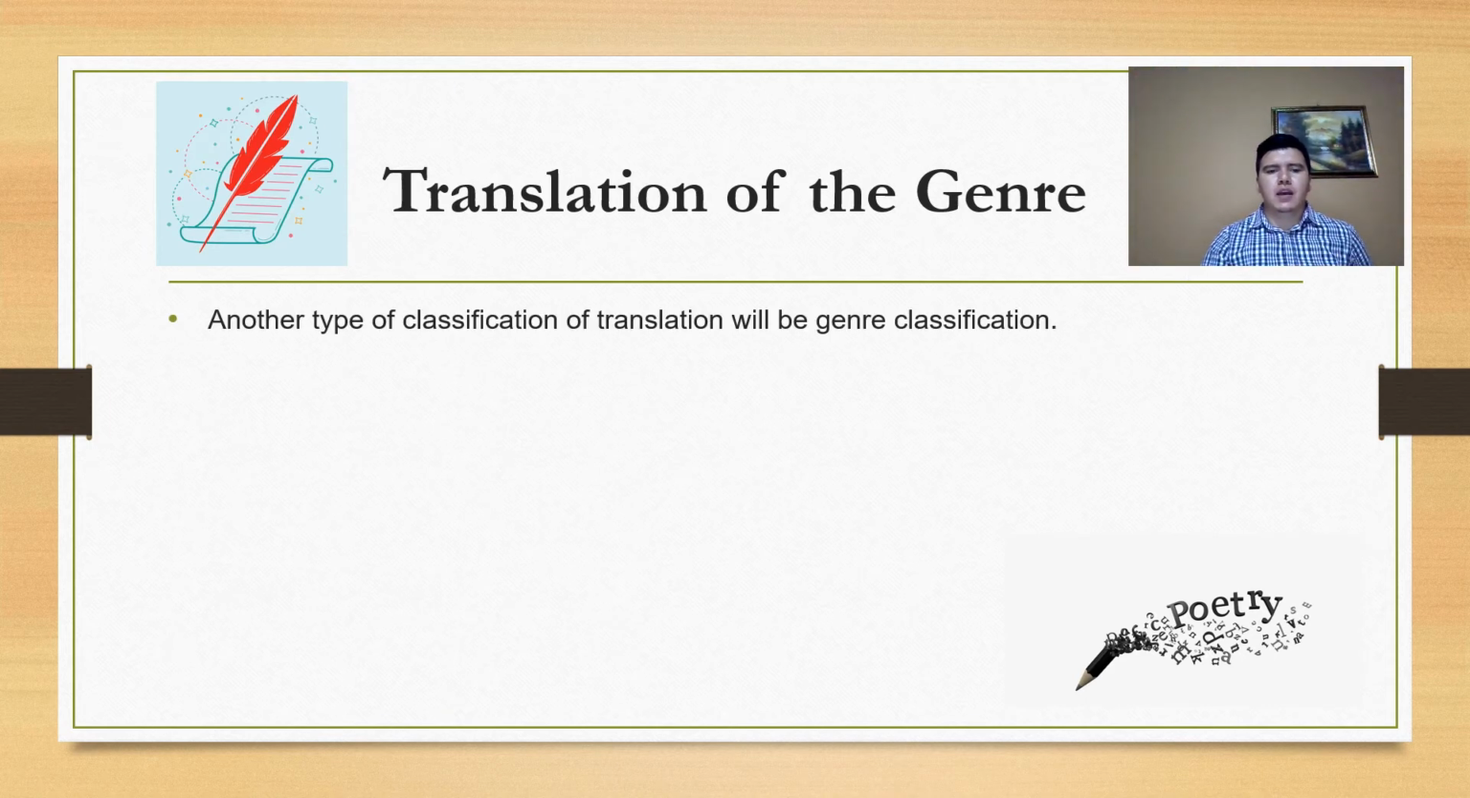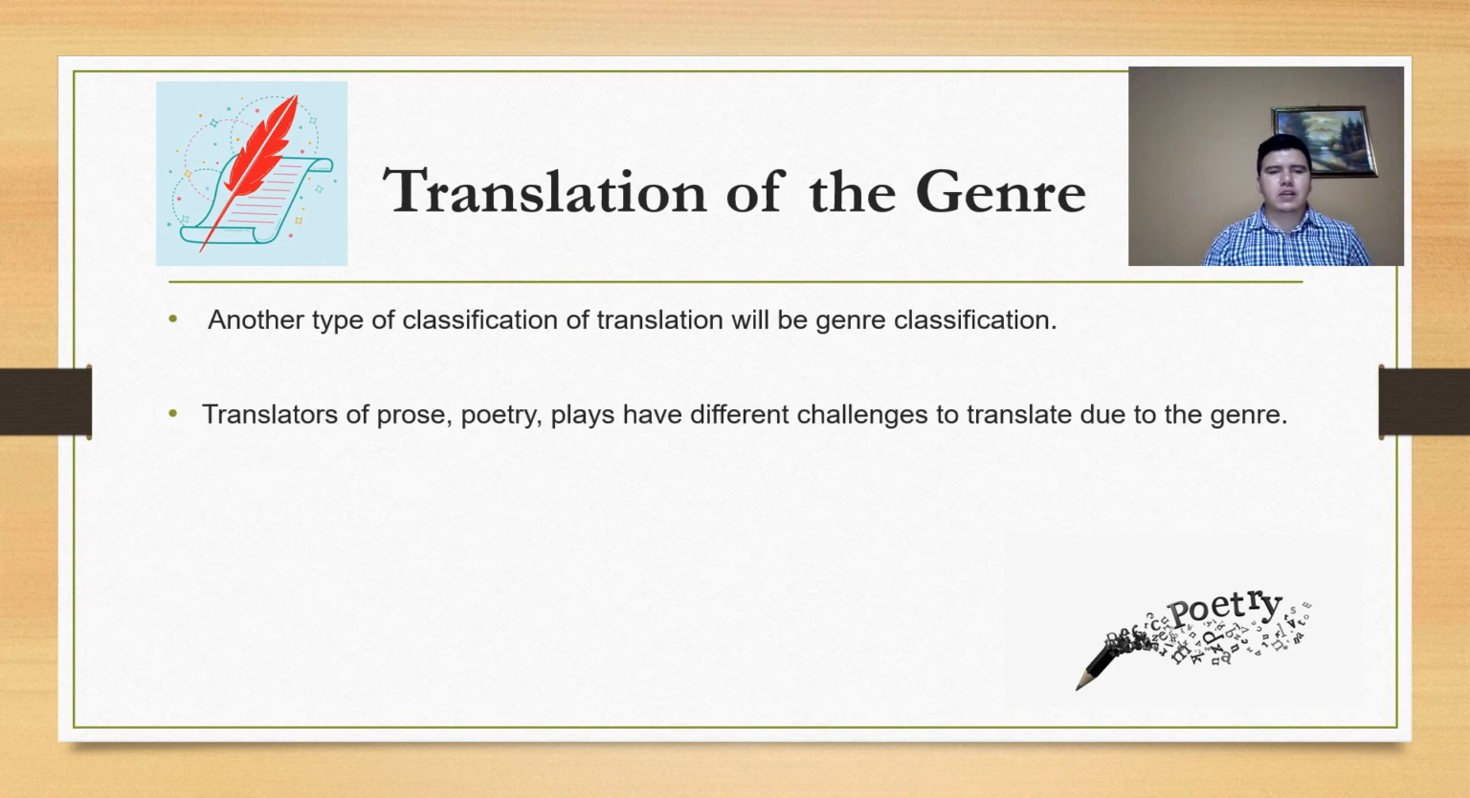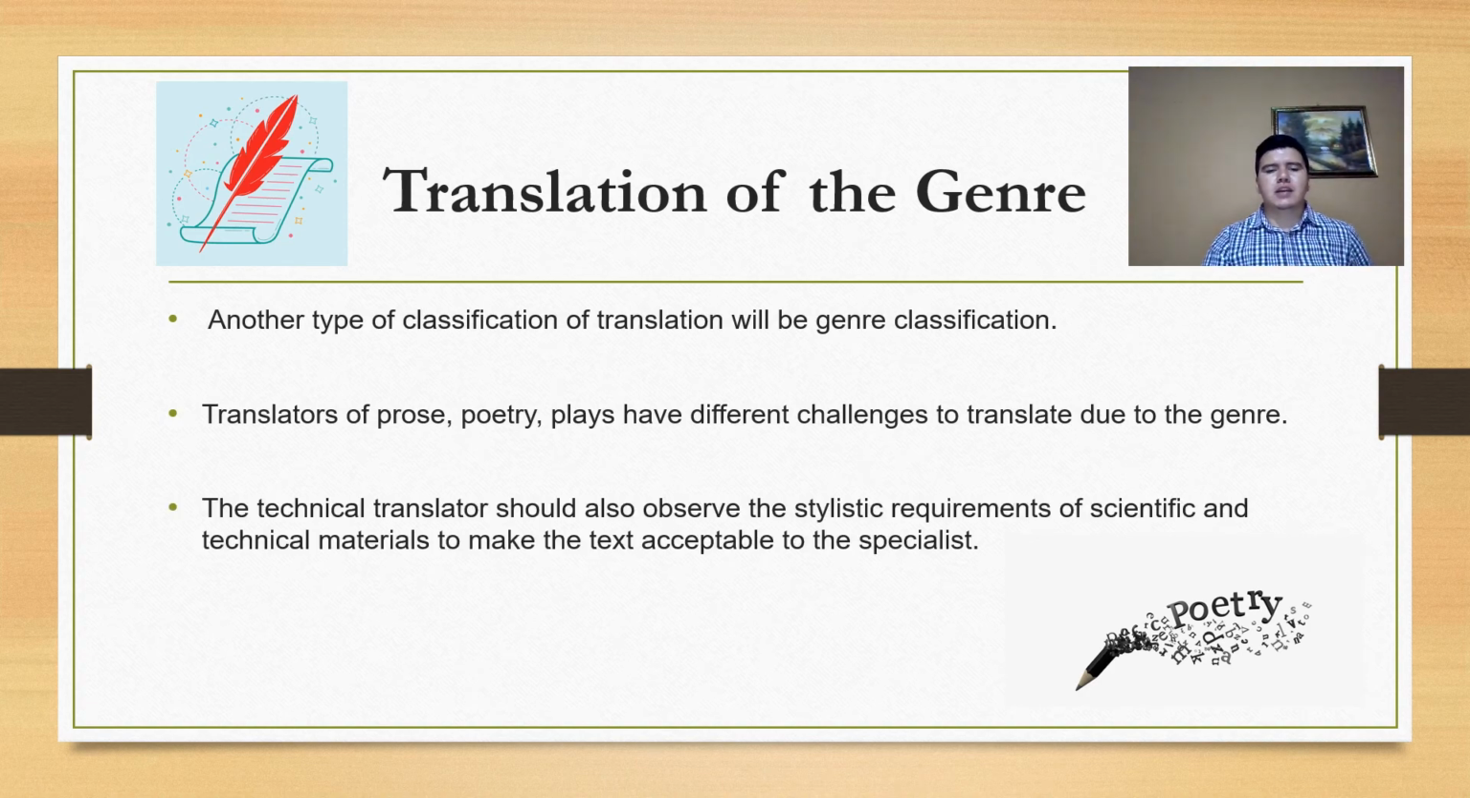Translation of the genre. Another type of classification of translation will be genre classification. Translators of prose, poetry, plays have different challenges to translate due to the genre. The technical translator should also observe the stylistic requirements of scientific and technical materials to make the text acceptable to the specialist. There is a great challenge to the translator, who must have a very good command of the technical terms and a sufficient understanding of the subject matter to be able to give an adequate description of the situation.